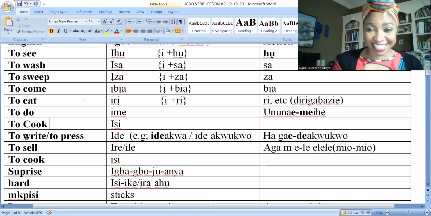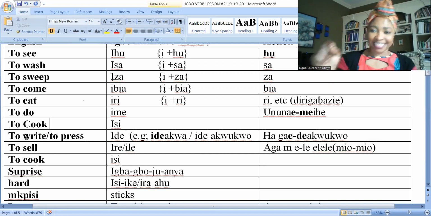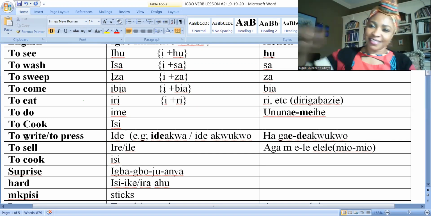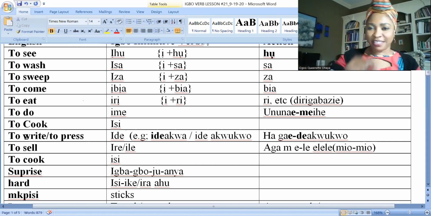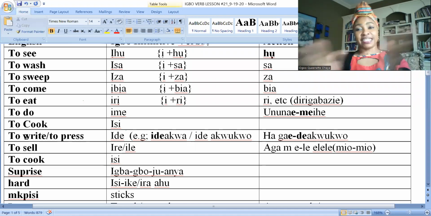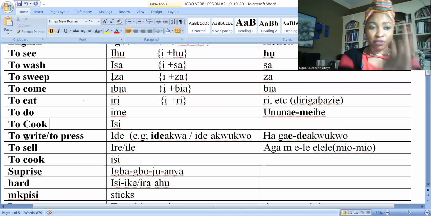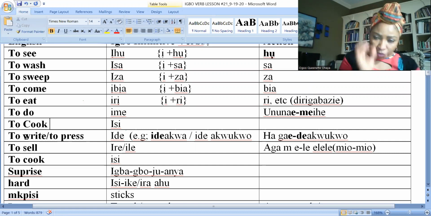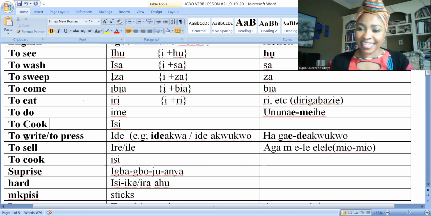But let's just go ahead and go down to do all these verbs. To write. To write is ide. Dee ihe means write something. We're going to start making sentences, but today, I just want you to know the keywords. All these verbs, okay? To cook, isi. To write, ide.